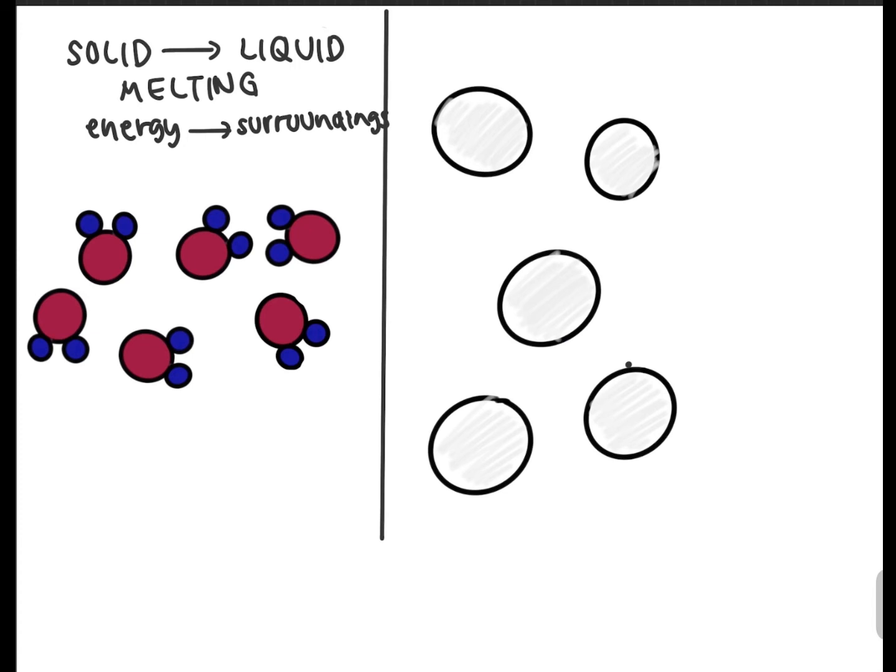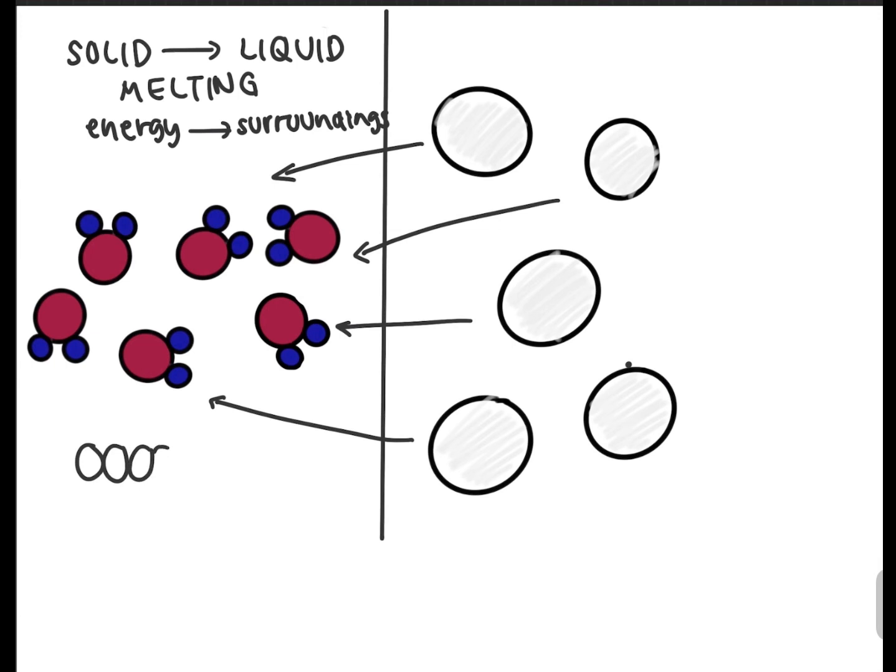So in this case, the surroundings of the ice cubes are considered to be the cream mixture. So the cream mixture loses its energy and transfers it to the solid ice cubes, which then turns the solid ice cubes into liquid.